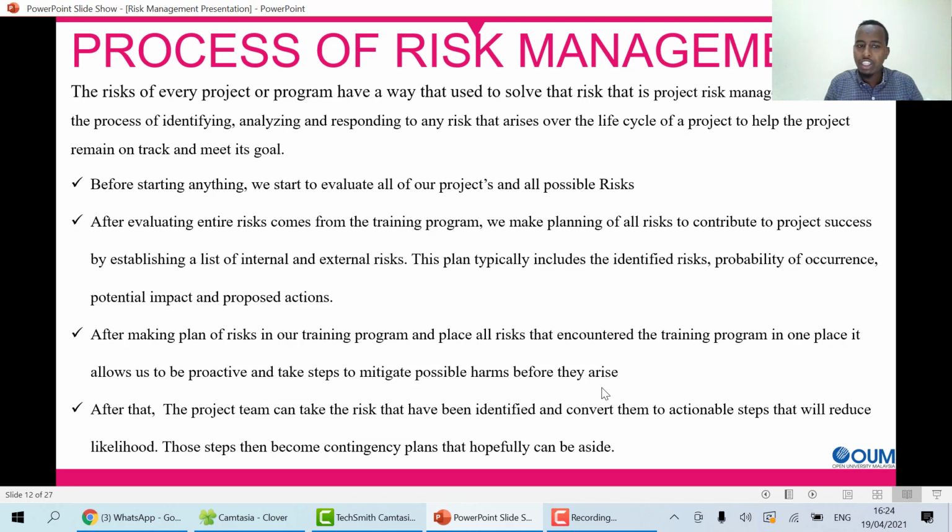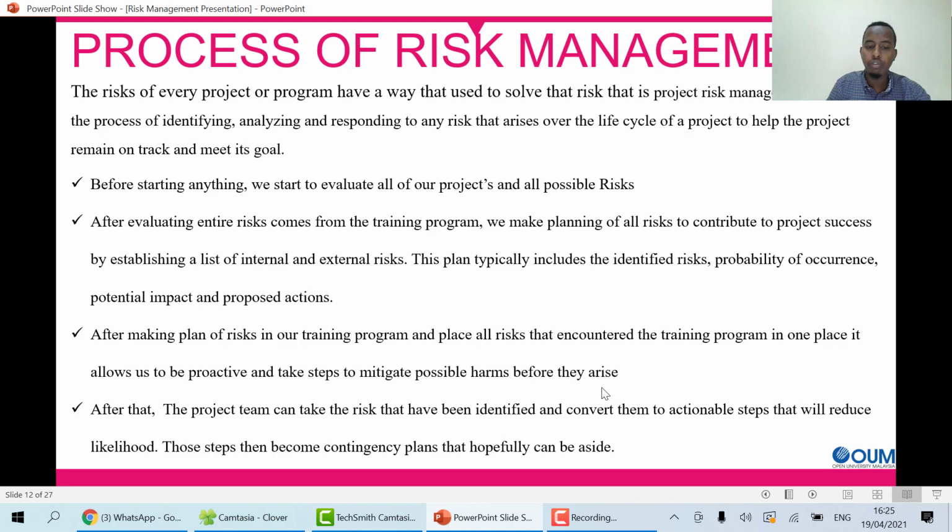What are the processes of risk management? The process of risk management is the following. Before starting anything, we evaluate all our projects and all the possible risks. After evaluating the entire risk that comes from the training program, we make a plan of all risks to contribute to project success by establishing a list of internal and external activities. This plan typically includes the identified risks, probability of occurrence, potential impacts, and proposed actions.